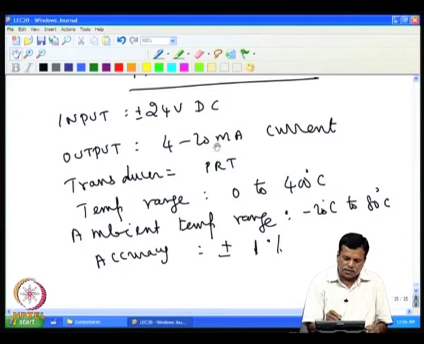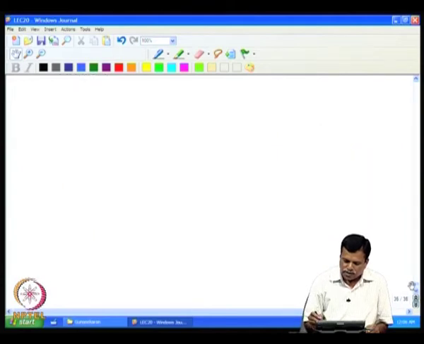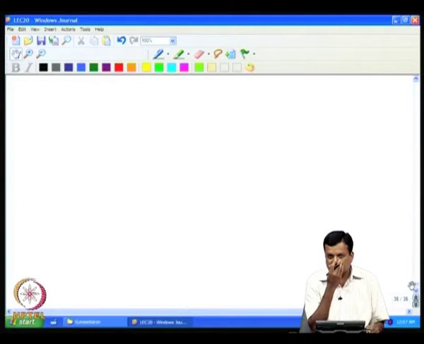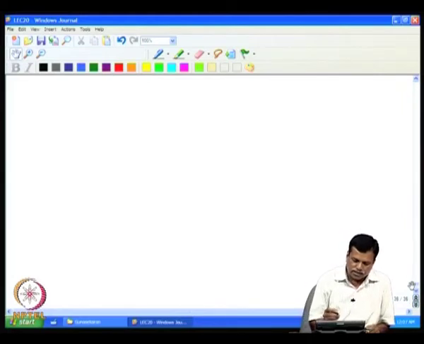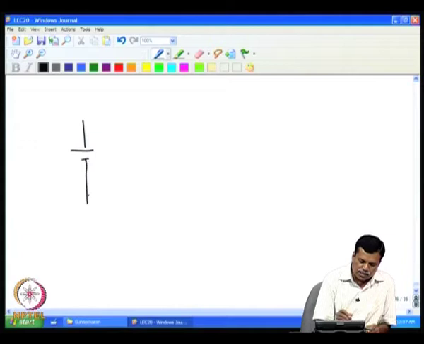That voltage will be converted into 4-20 milliampere current to indicate the temperature, and the temperature measuring range is 0 to 400 degree C, and this instrument is supposed to work from -20 to plus 80 degree, and we aim for 1% accuracy. Let us see how to go about designing the circuit. So, the input is 24 volt DC. On the input only we will be connecting the measuring instrument also.